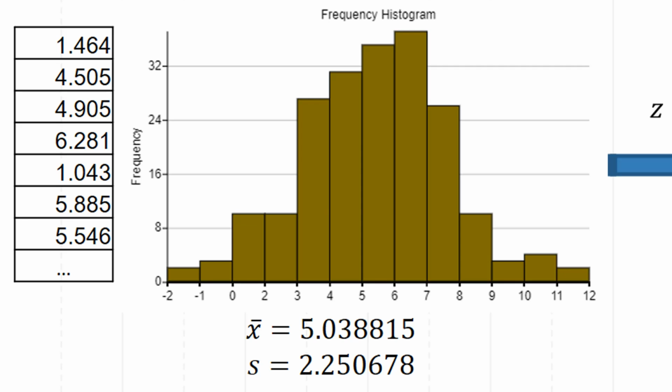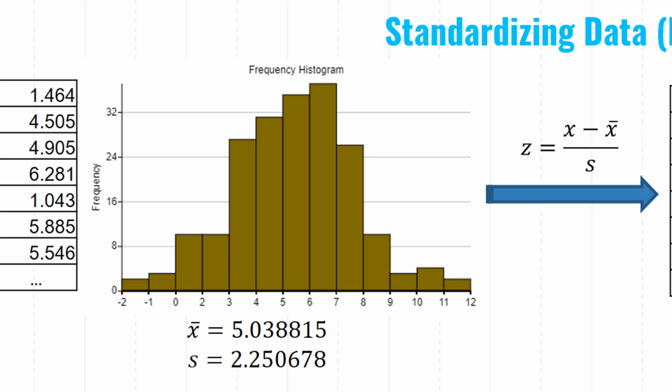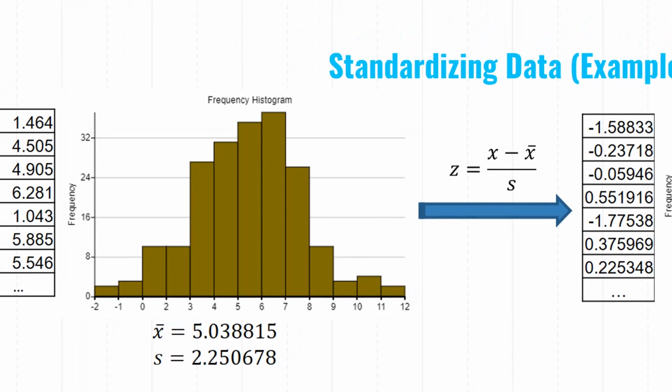Let's say I wanted to standardize all of these values. For each value, I'm going to first subtract the sample mean, and after I've done that, I'm going to divide it by 2.25. So here we're looking at the data as it's transformed. The first value became -1.58833. The next one, -0.23718, and so forth and so forth.